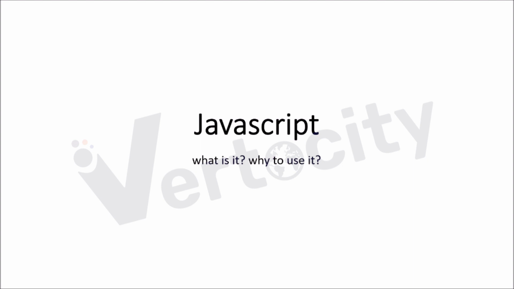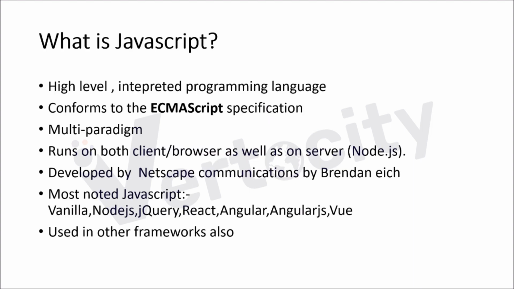So, first thing we see, what is JavaScript and why to use it? JavaScript is a high-level interpreted programming language which doesn't require a compiler, so it is very fast, and it conforms to the ECMAScript specification, which is an organization such as ANSI, which rules the C++ world. JavaScript is a multi-paradigm language, so you can use it for procedural programming as well as object-oriented programming.